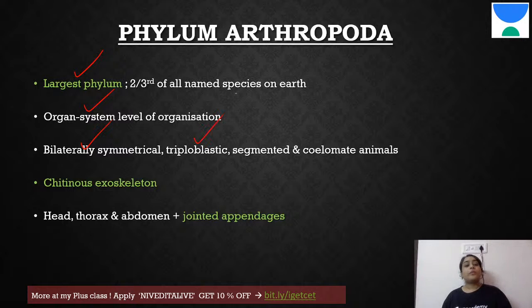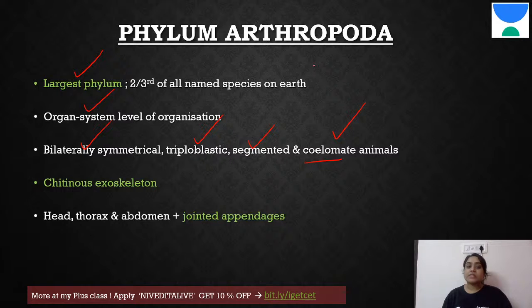Triploblastic: ectoderm, endoderm, and mesoderm, and this mesoderm has a split in between. So there's a cavity, the coelom, and it is lined by mesoderm. It has to be, otherwise it's just any other cavity. Then the body is segmented, so you can divide it into head, thorax, and abdomen. You can see head, thorax, and abdomen, and also the presence of jointed appendages.